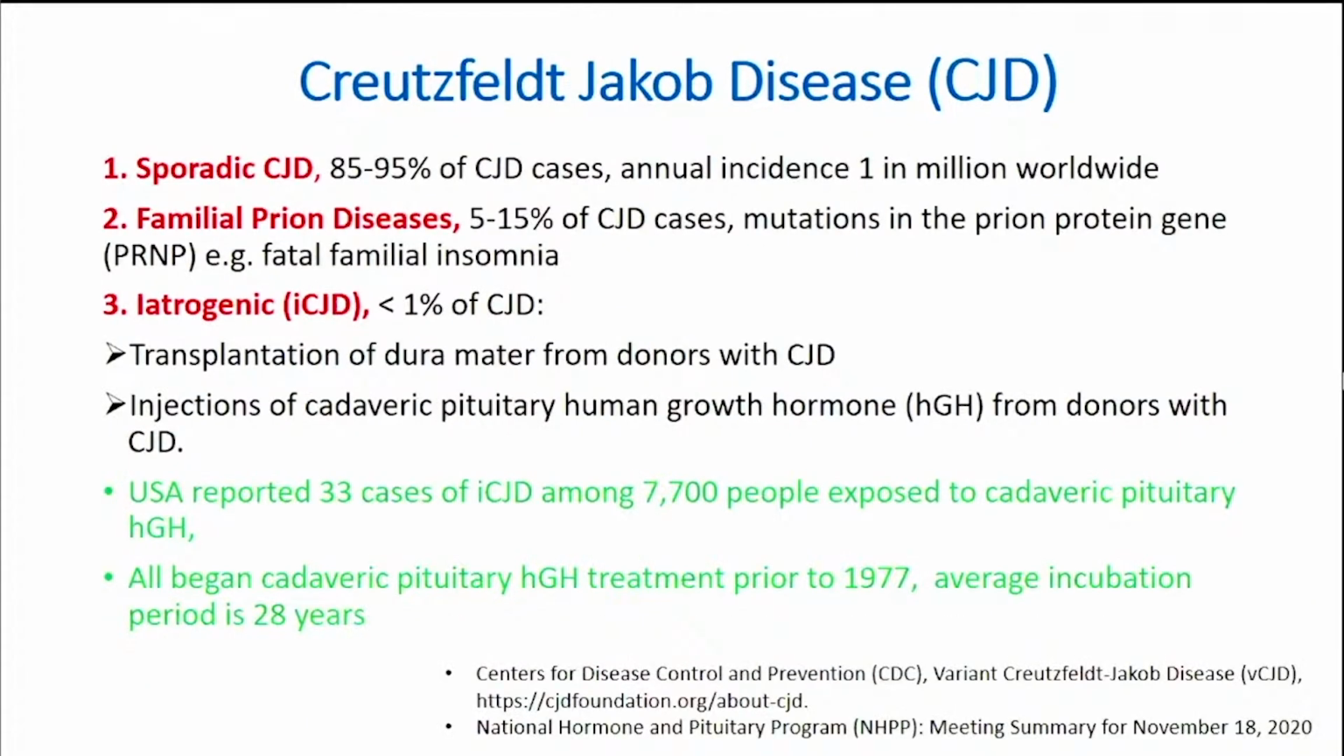Most of the cases are sporadic, and it happens in 1 in a million. And we have reported familial prion disease due to mutations in prion genes. And then we have the iatrogenic CJD, which is less than 1% of the cases. It is reported in patients who had dural matter transplantation, and in recipients of cadaveric pituitary human growth hormone from donors later found to have affected prion genes.